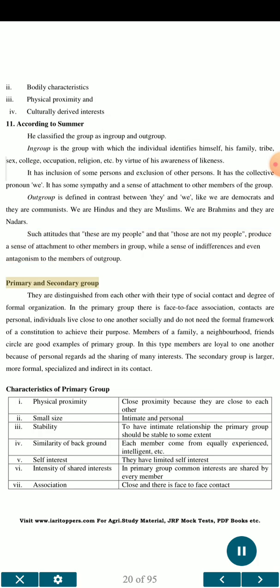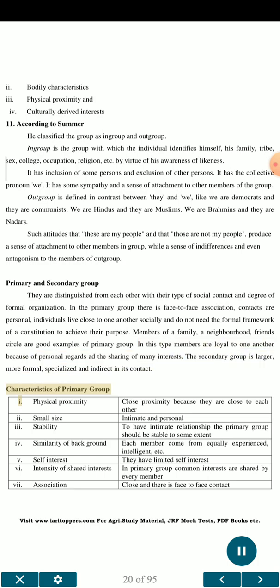Primary and secondary group. They are distinguished from each other by their type of social contact and degree of formal organization. In the primary group there is face-to-face association, contacts are personal, individuals live close to one another socially and do not need the formal framework of a constitution to achieve their purpose. Members of a family, a neighborhood, a friend circle are good examples of primary group. In this type members are loyal to one another because of personal regards and the sharing of many interests. The secondary group is larger, more formal, specialized and indirect in its contact.